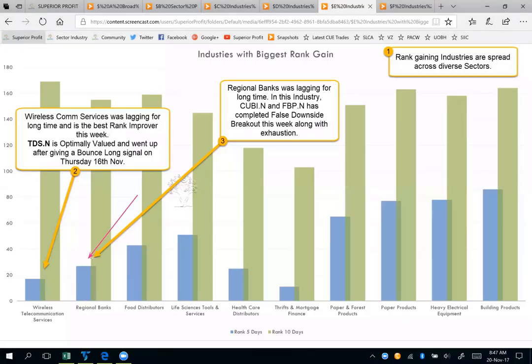Regional banks is another industry that gained rank rapidly. This industry was lagging for a long time. In this industry, CUBI and FBP have completed false downside breakouts along with exhaustion. So you may look for potential buy opportunities in these stocks. Let's again start with Q edge, look at regional banks industry, drill down to its stocks, identify CUBI and FBP, check their fundamentals, and finally look at their charts.